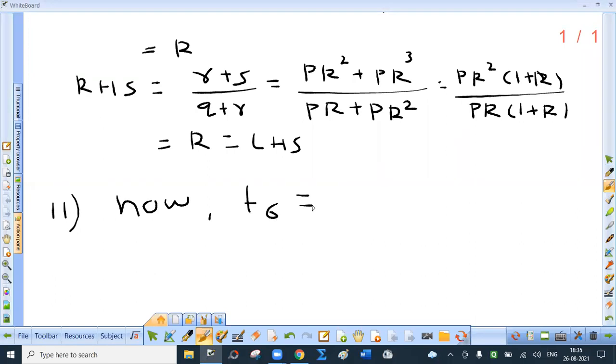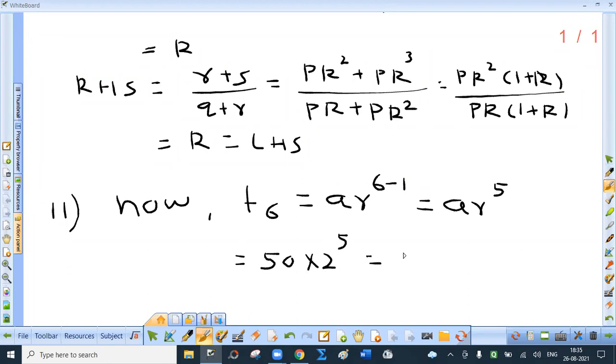Now T6 equal to, yes, what is the formula? AR raised to n minus 1. So AR raised to 5. Now substitute the values. So 50 into 2 raised to 5. 2 raised to 5 is 32. So 50 into 32. 32 half hundreds means 1600.